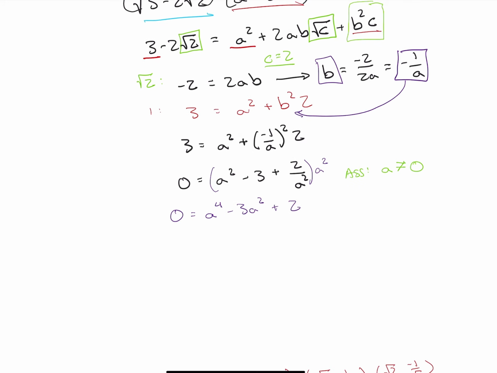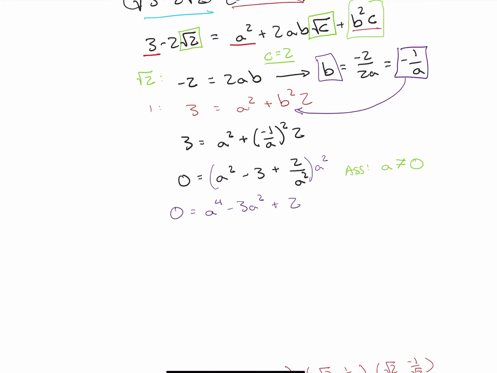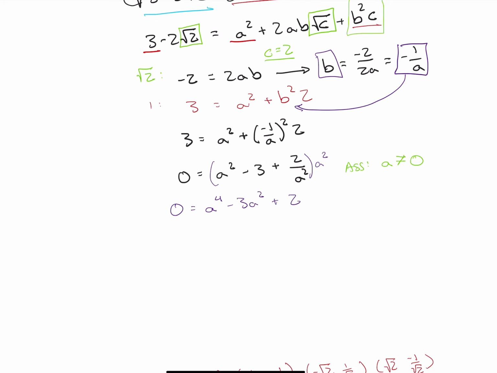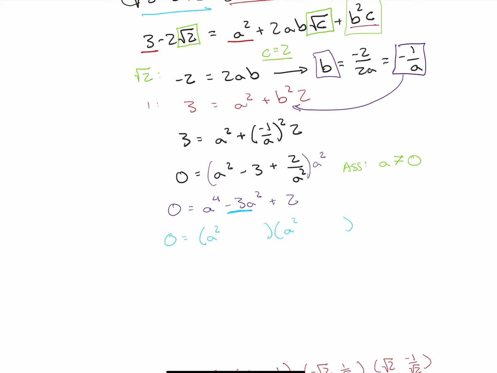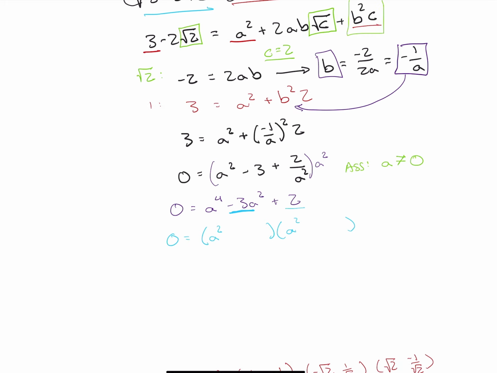Okay, and this is a quadratic using a squared instead of x in your normal quadratic equation. So let's go ahead and factor this. So we have 0 is equal to 2 guys. And if we have a squared on the left and right, a squared times a squared is a to the 4th. And we notice we have minus 3 and we have plus 2. So plus 2, if we have integers, it's going to be 2 and 1 are the factors. We have to subtract both of them to get negative 3. So this is just going to be a squared minus 2 and a squared minus 1.